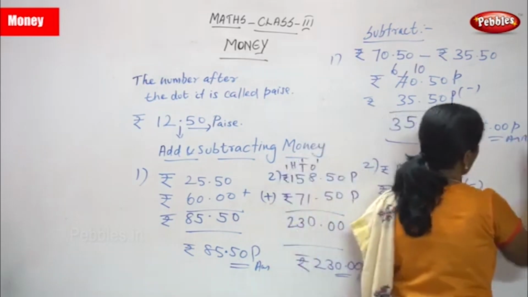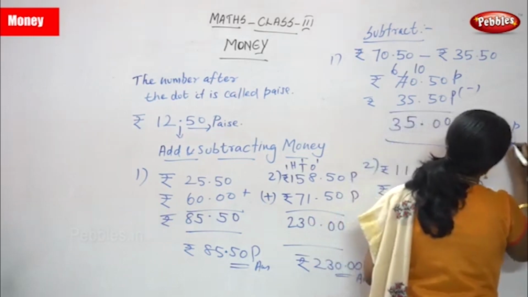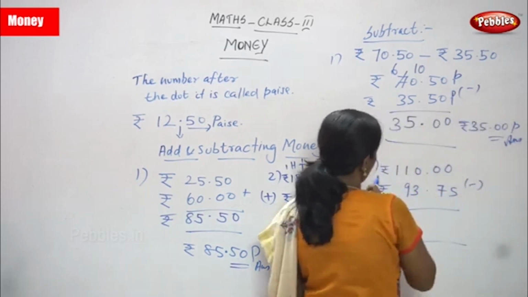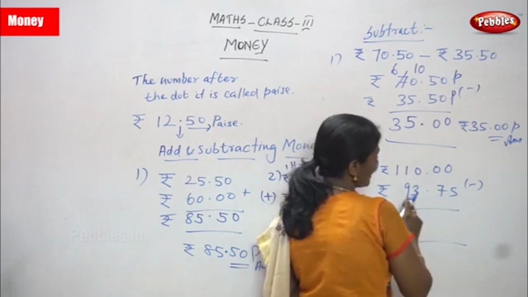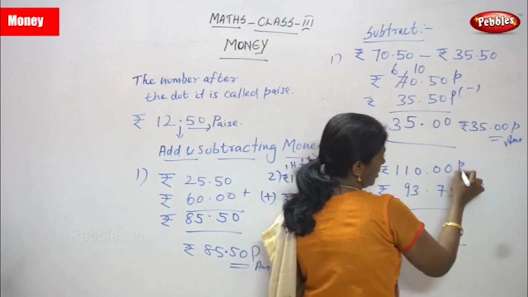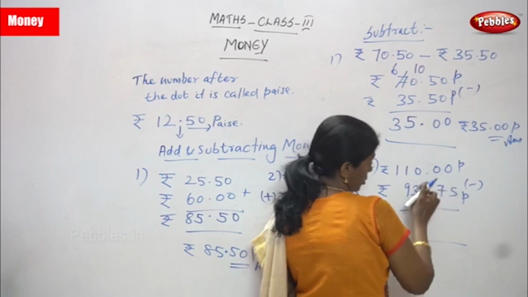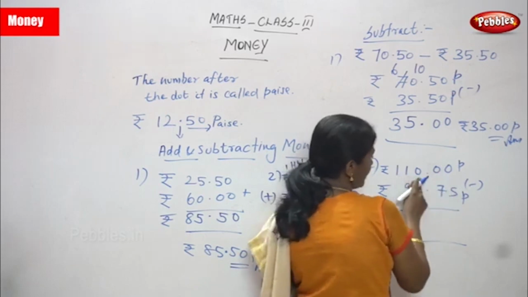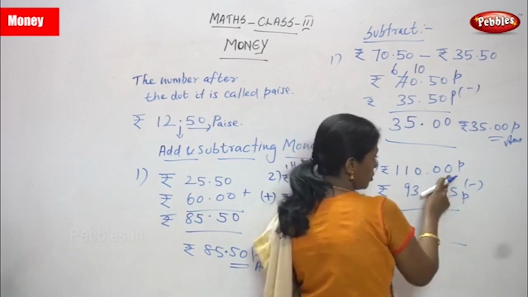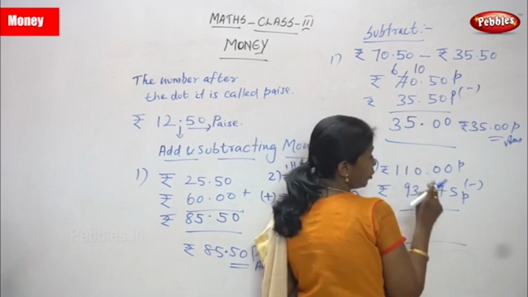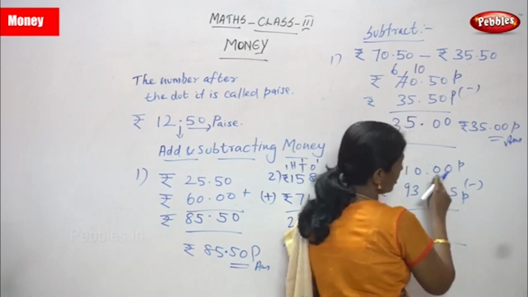Okay, next question. Second question, rupees 110. Here the second number is 93 rupees 75 paise. There is no paise, so you have to put 0 after the point. 110 is whole rupees, but there is no paise. If you don't have paise, you have to put 0. Paise means only 2 digits, so you have to put 2 zeros for the 2 digits.